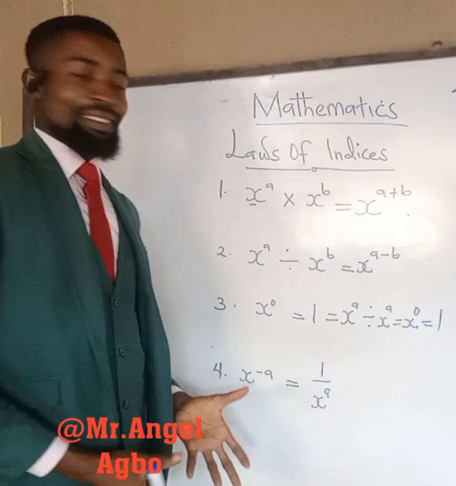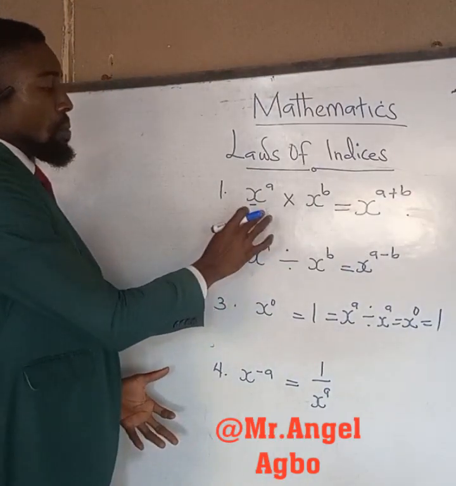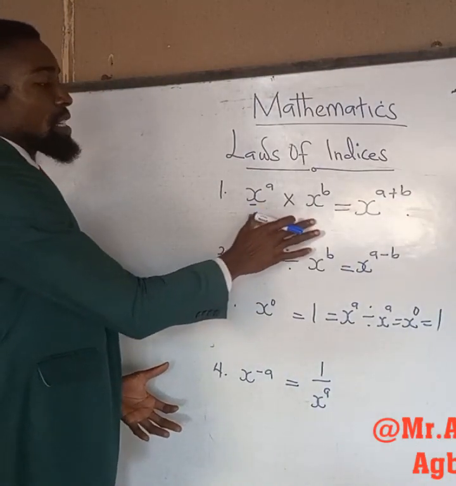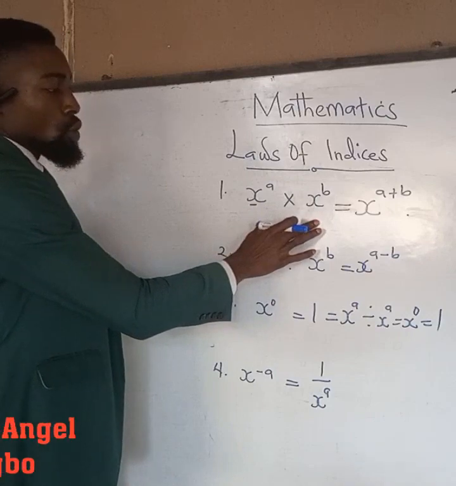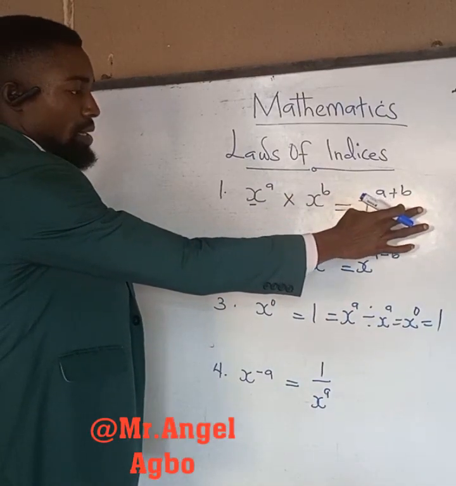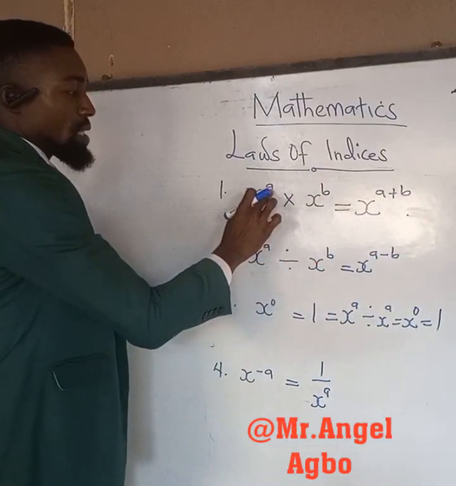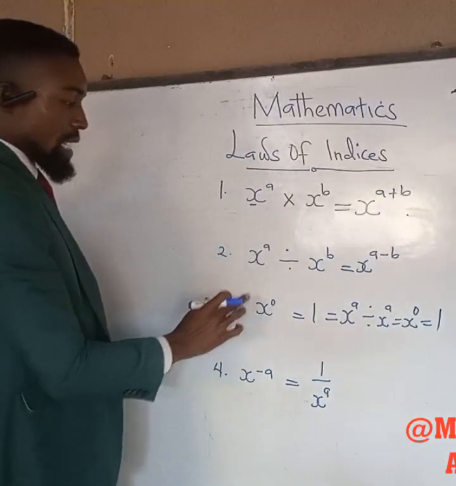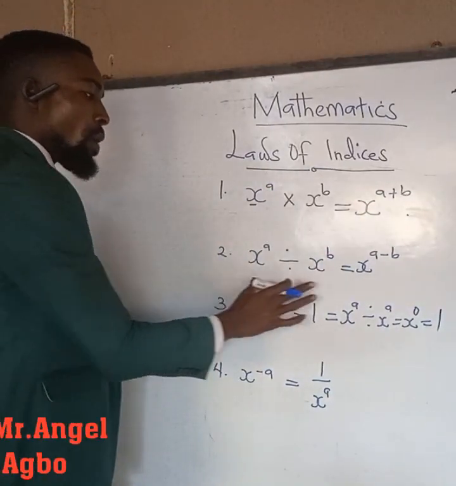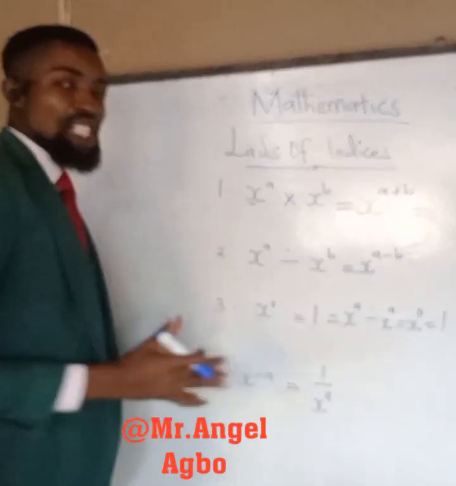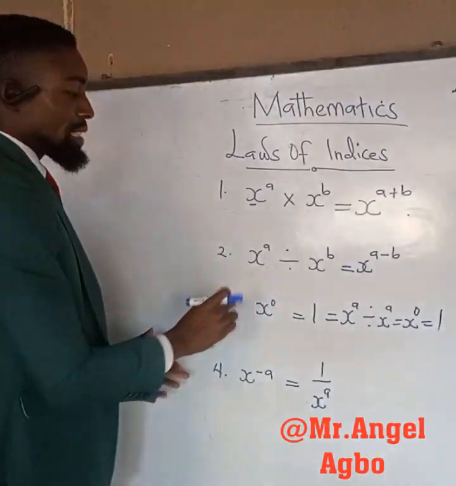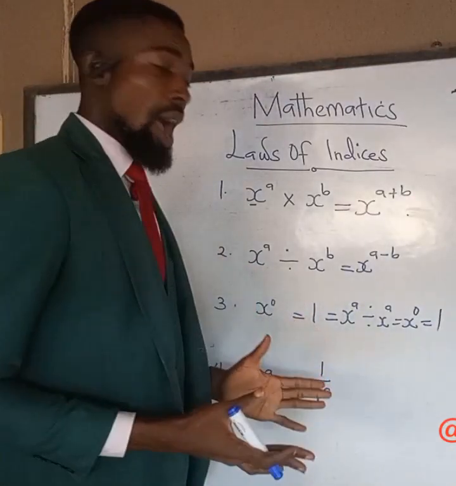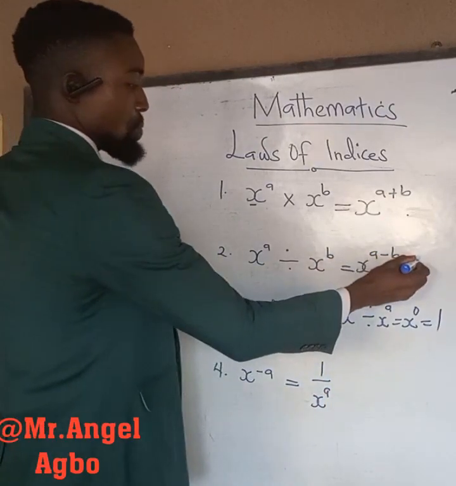Very simple. The first law, the multiplication law, says when you have the same base, you add the powers. The powers are a and b. The second law says when you have the same base dividing each other, then you subtract the powers, a minus b.